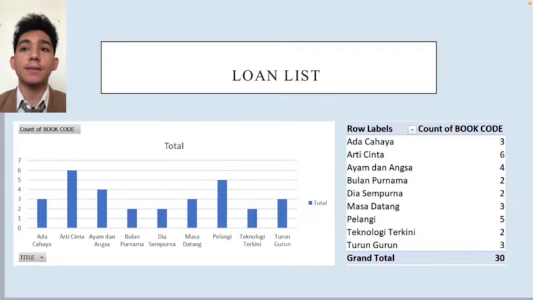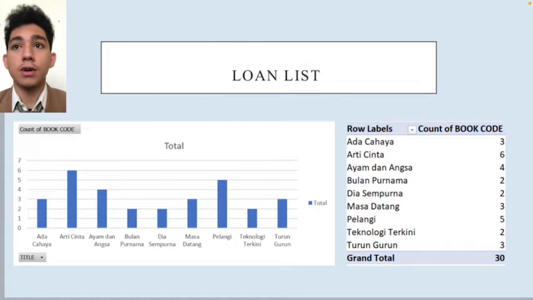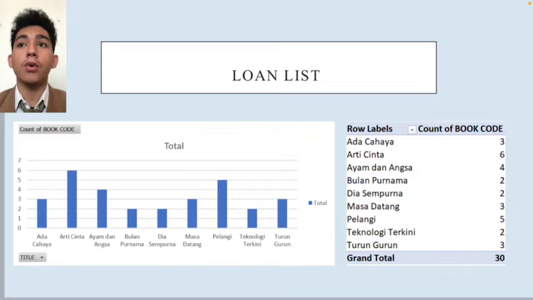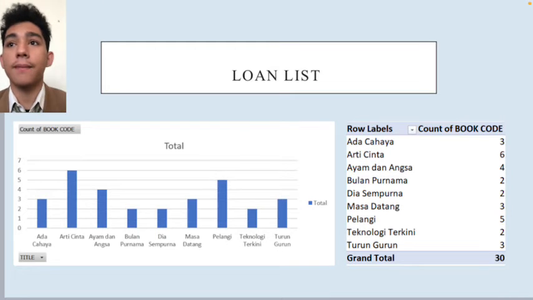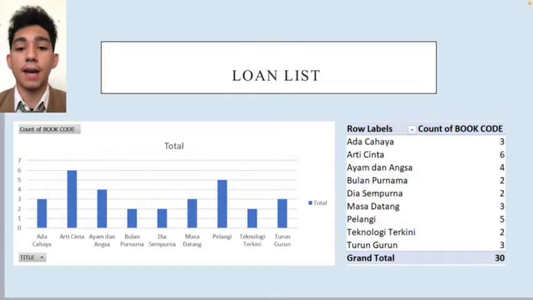Bulan Purnama 2 times. Dia Sempurna 2 times. Masa Datang 3 times. Pelangi 5 times. Teknologi Terkini 2 times. And Turun Gurun 3 times. So, the books that members borrow the most are Arti Cinta, Pelangi, and Ayam dan Angsa.